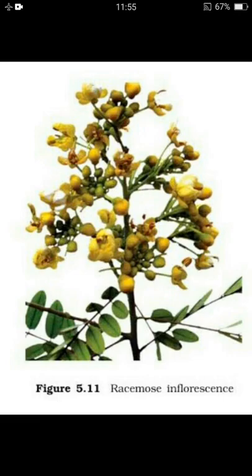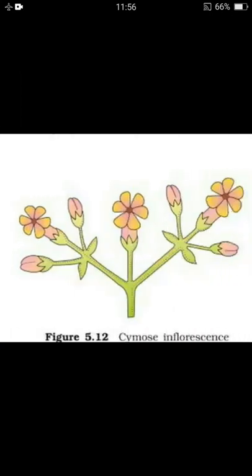Now you are seeing cassia flower. This is also an example for racemose inflorescence. Next, second type of inflorescence, cymose inflorescence. See the diagram on the screen. Then let us see the information regarding cymose inflorescence. In cymose type of inflorescence, the main axis is terminated into a flower. Have you seen, the main axis is terminated as a flower?